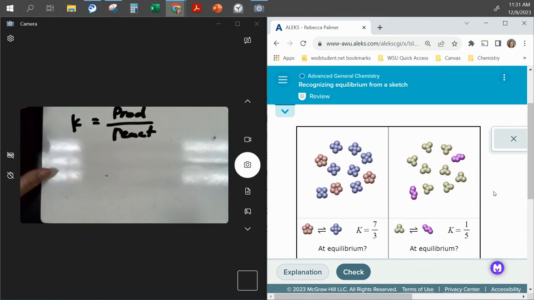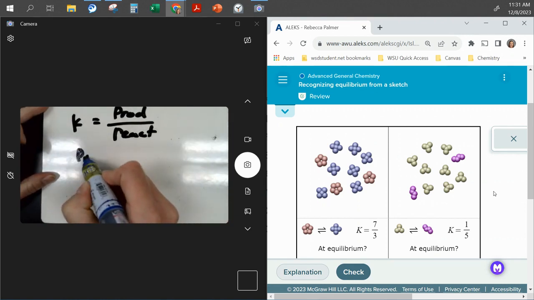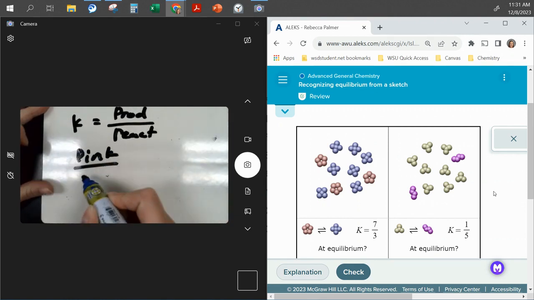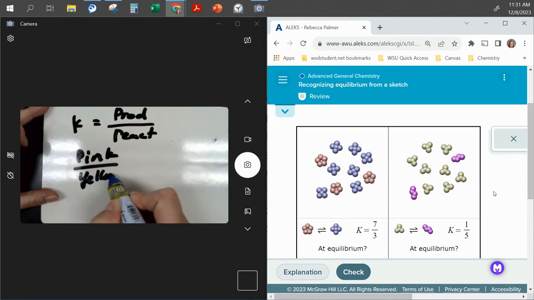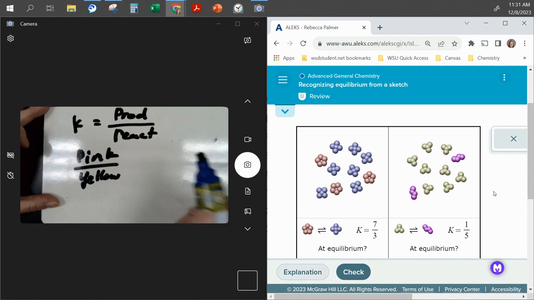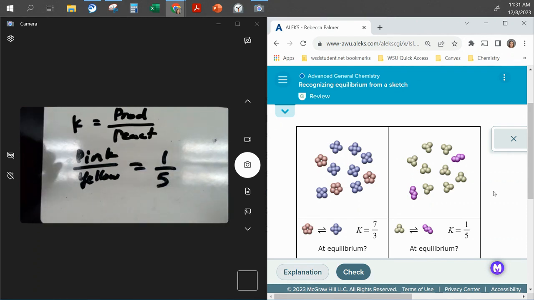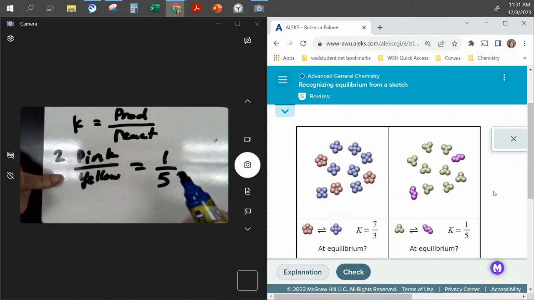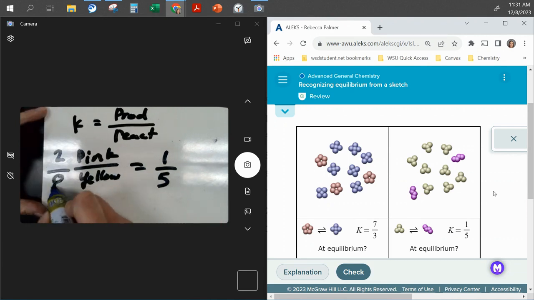This one says we have the pink thing. So pink over yellow. And that should equal 1/5 if it's at equilibrium. So I'm going to count the pink ones. 1, 2, I have 2 pink ones. I have 2, 4, 6, 8. Is that right? 1, 2, 3, 4, 5, 6, 7, 8. We have 8 yellow ones.